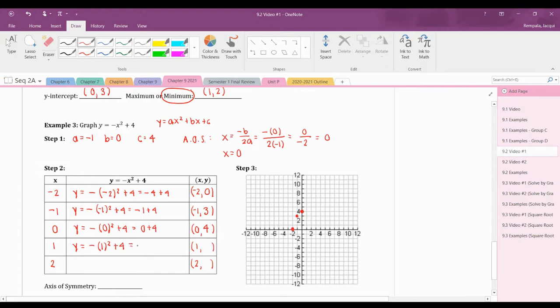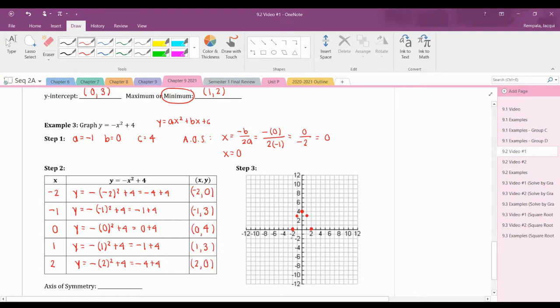When I plug in 1, I'll have negative and then 1 being squared plus 4. So we'll keep the negative on the outside. 1 squared is 1. And then when I add 4, we'll get 3. So 1 to the right, 3 up. And then when I plug in 2, we'll have negative and then 2 squared plus 4. So we'll keep the negative. 2 squared is 4. When I add 4, we'll get 0. So 2 to the right, and then don't move up or down.